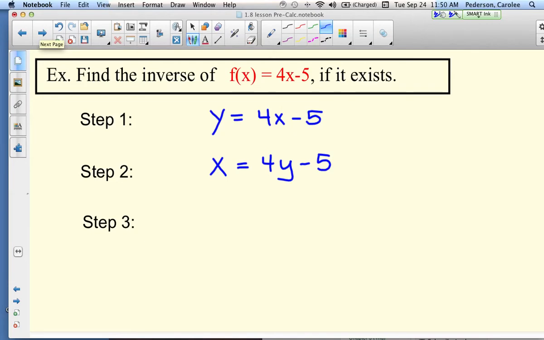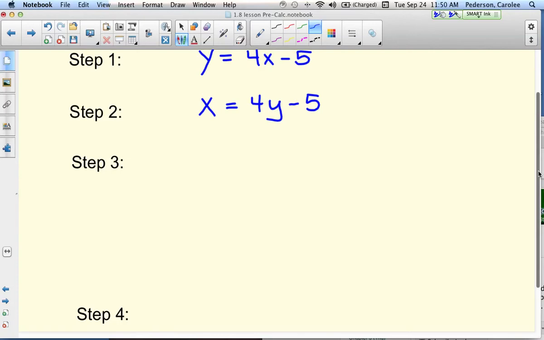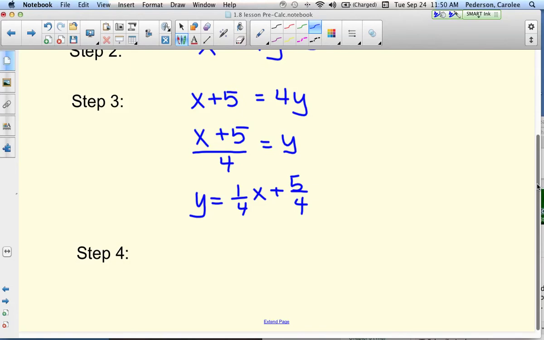Step 3 is to solve this equation for y. So I'm going to first add 5 to both sides. Then I'm going to divide both sides by 4. And then I'm going to split up that fraction into 2 fractions. The last step is to remove that y and replace it with f inverse notation.